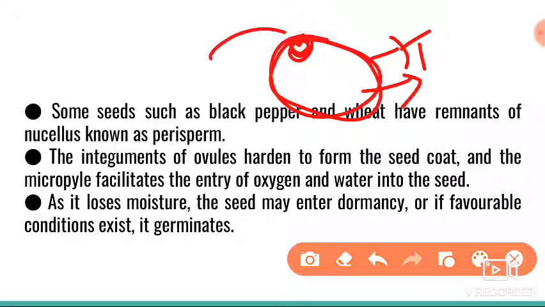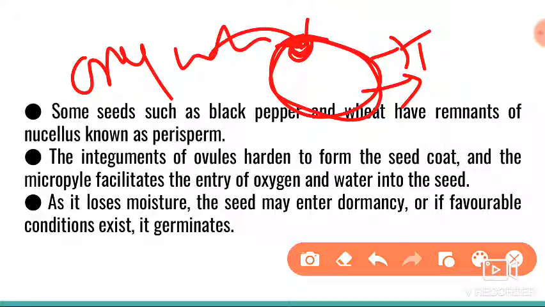Through this micropylar opening, oxygen and water usually enter. For the entry of oxygen and for the entry of water, this opening is very important, and it is mainly utilized by the seeds for germination purposes. The micropylar opening is necessary for the transport of oxygen and water into the seed. For that purpose it is very important.